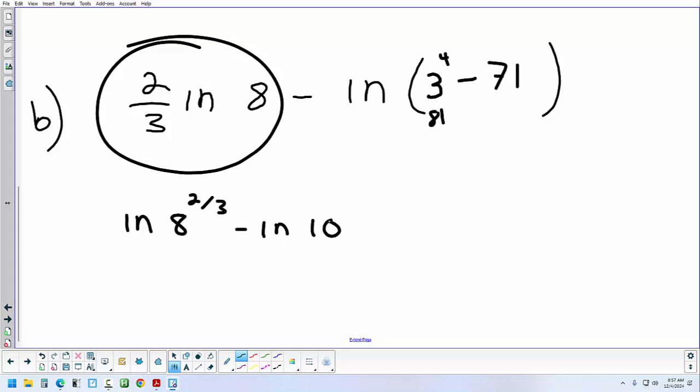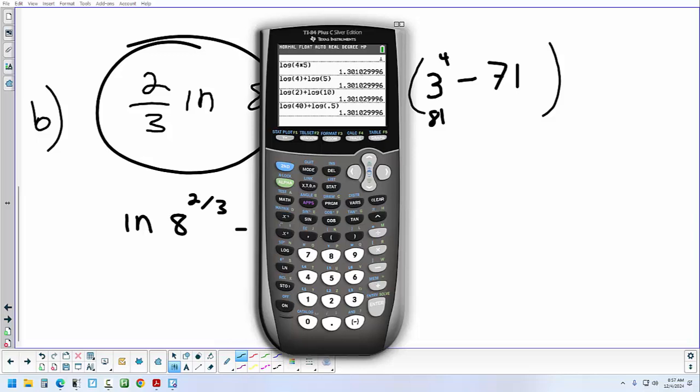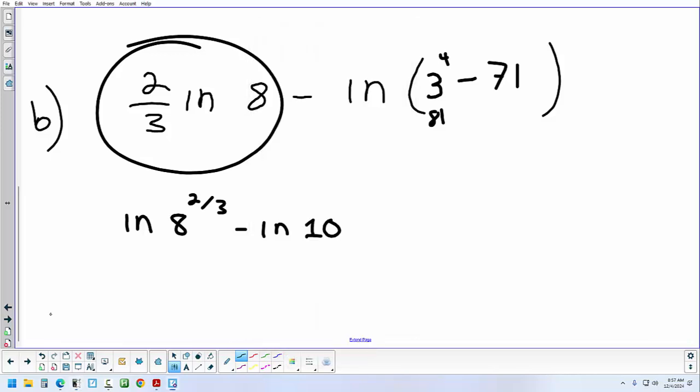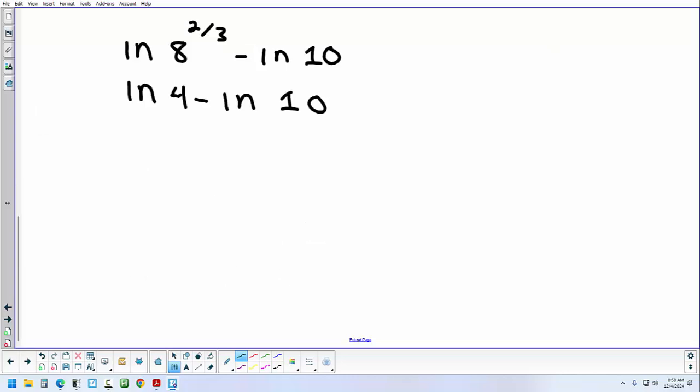Okay. So try to make my 1s look like 1s, and my L's look like L's. So we have the ln of 8 to the 2/3. Let's type that in and just see what that comes out to. 8 to the 2/3 comes out to 4. So we have ln 4 minus ln 10. What's the base on each of those, even though it's not written? E. Okay, there's no E written, but we understand that it's there.